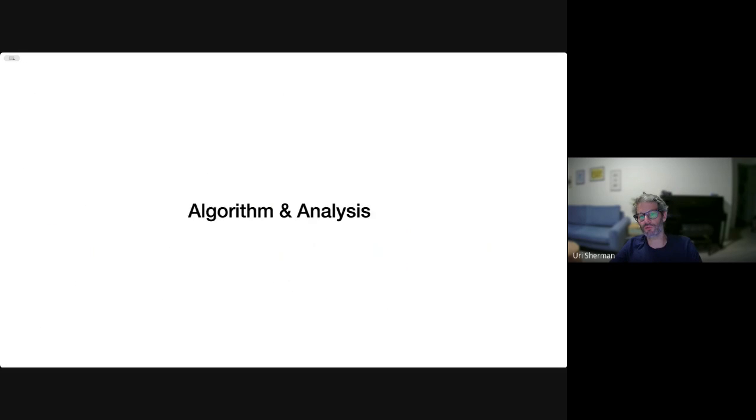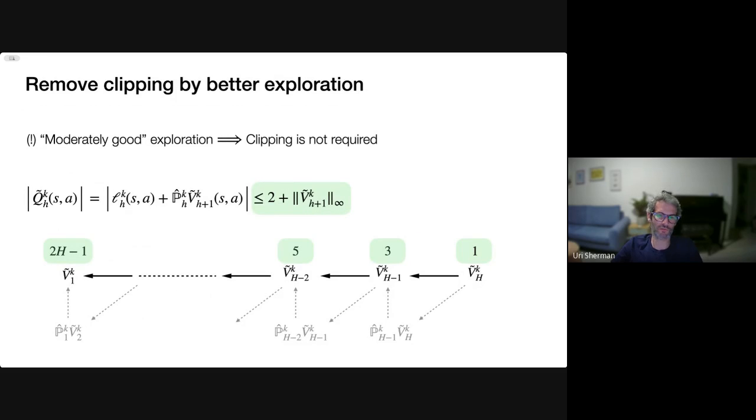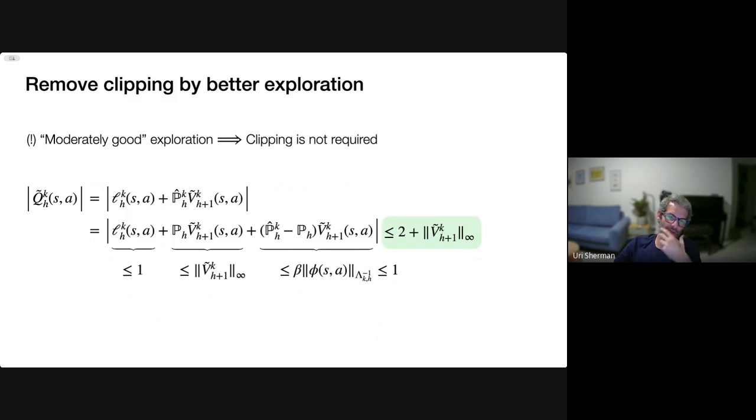The problem, if you remove that, is technical. What I want to do in the analysis is use the concentration result in a good way. I must argue for a bound on the sup norm of the Q functions. But if I'm not doing this clipping, then the Q functions outside of the known state set will be large. So I'm not completely sure.